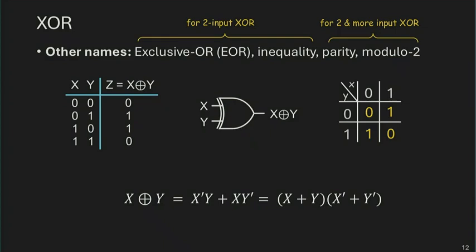You can also build a multi-input XOR gate. So you draw an XOR symbol, you connect as many inputs as you like to that gate. And in this scenario, XOR will behave as a parity gate, which means it will produce an output of 1 when you have an odd number of 1s at the inputs.